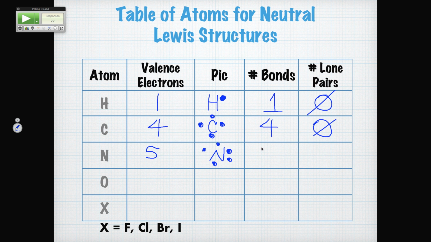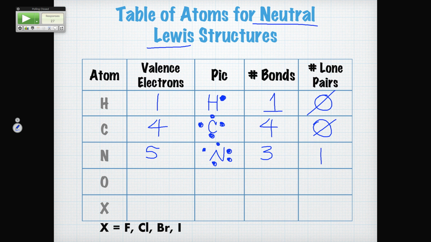3. And how many lone pairs does it have? 1. So that should help you remember 3 bonds and 1 lone pair. Now, nitrogen can break the rule, but when it does that, it is not neutral. This is neutral. We'll talk about a few of those other ones later on.